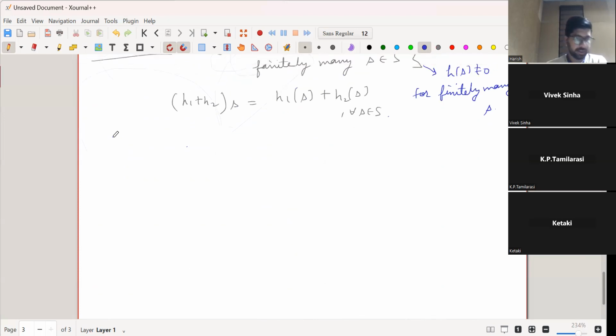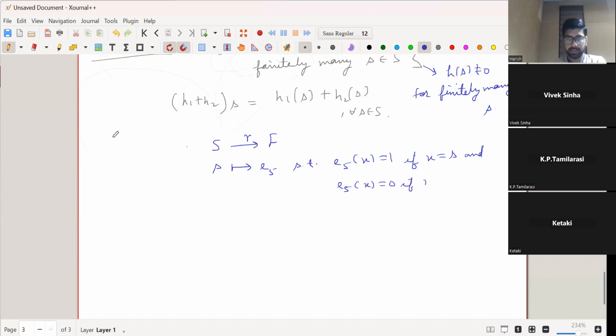That is again the most natural map. Any element S you map to the map ES, such that ES of X is equal to 1 if X is equal to S, and ES of X is equal to 0 if X is not equal to S. So this S is mapped to the map ES, where ES takes 1 only at S, and at all other points it is 0.